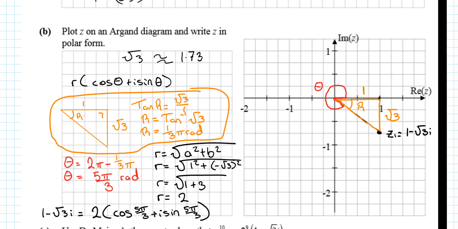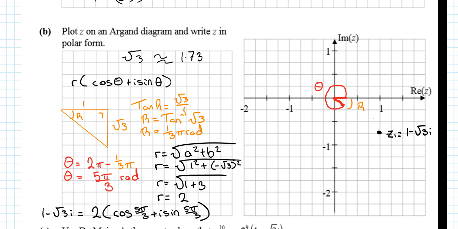And we know then that tan of R is opposite over adjacent. R is tan inverse root 3 because root 3 over 1 is just root 3. And capital R is 1 over 3 pi radians. Okay, so brilliant. I have the reference angle.